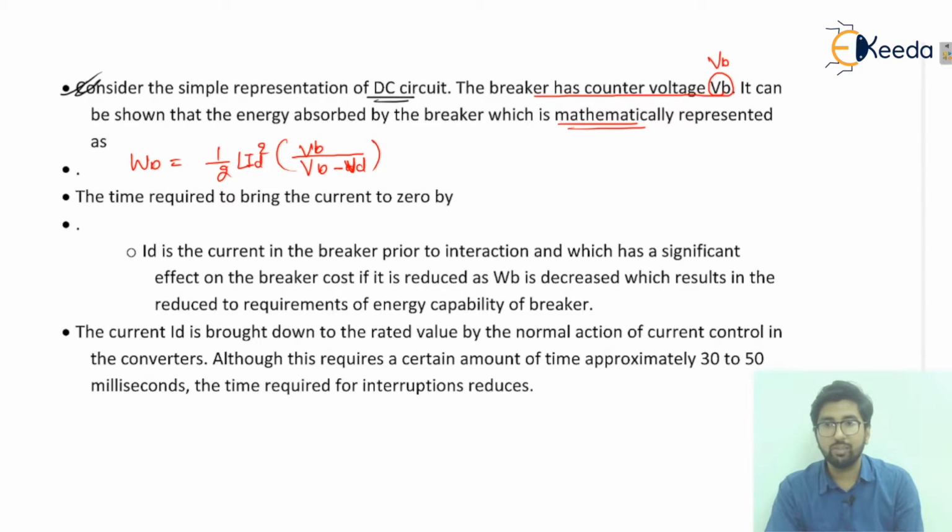Here WB is the energy absorbed, 1/2 L is the inductor, ID is your current, VB is your counter voltage, and VD is the DC circuit voltage.